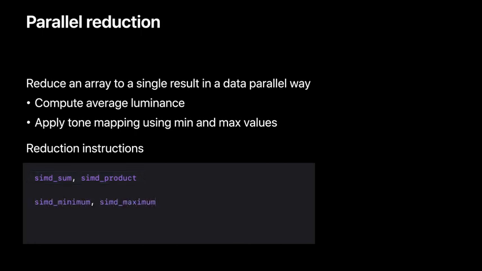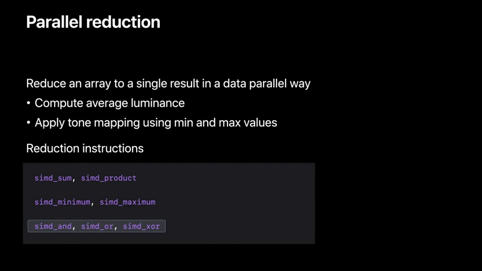SIMD minimum and SIMD maximum can be used to find the minimum and maximum values. These 4 instructions work on floating point and integer types. In addition, Metal now supports reductions using bitwise operators and, OR, and XOR. Naturally, these work only on integer types.